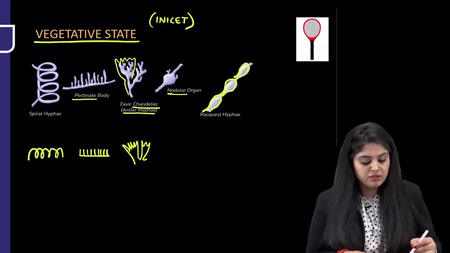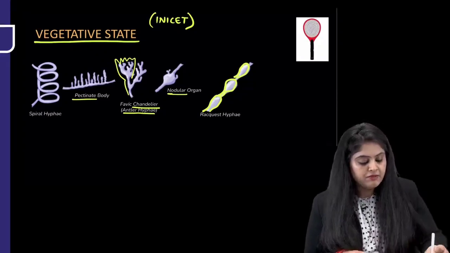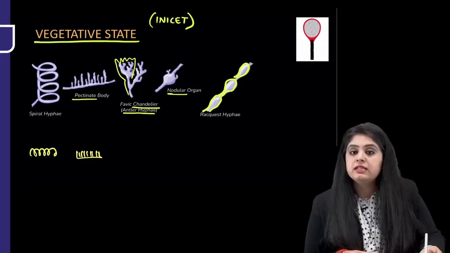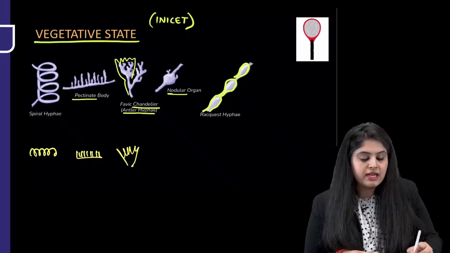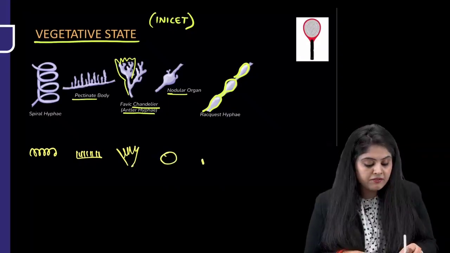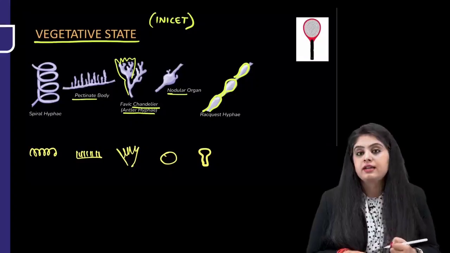So what are the different forms? Let's do that quickly once again. If it's spiral, you name it like that. If it looks like a comb, it is pectinate. If it looks like a hanging chandelier, you call it the same. Round like a nodule, you call it nodular. And if it looks like a tennis racket, you call it a racket hyphae.